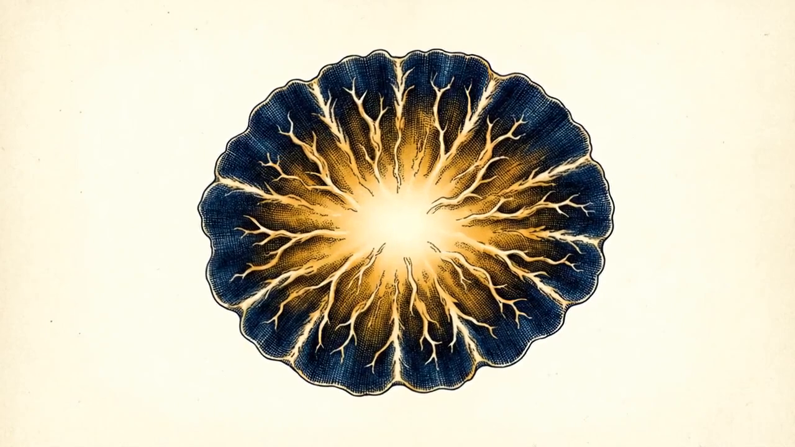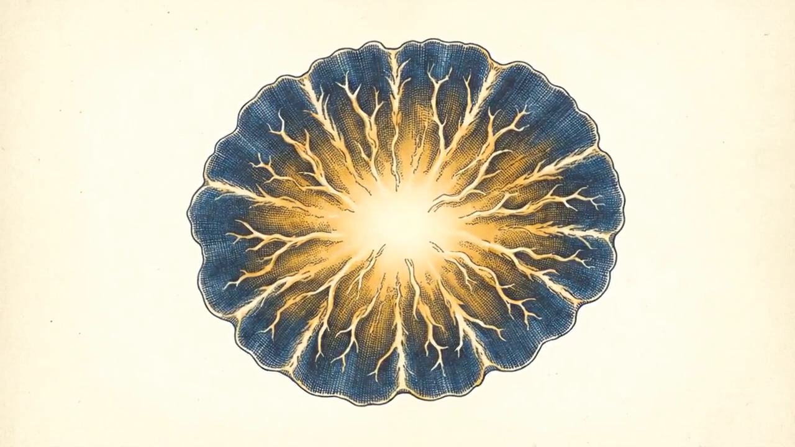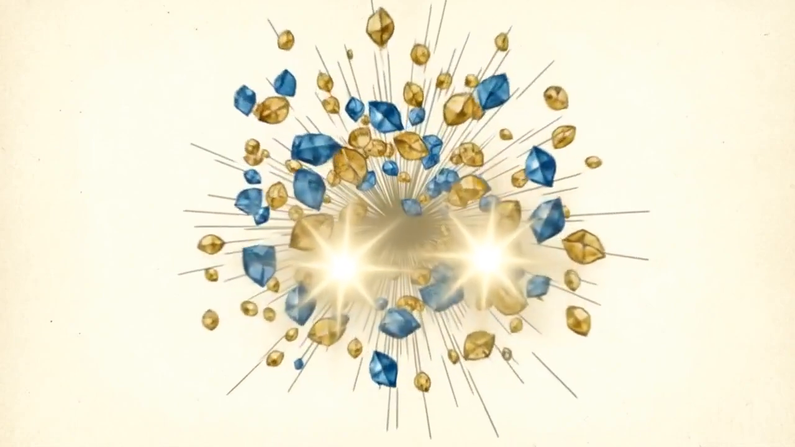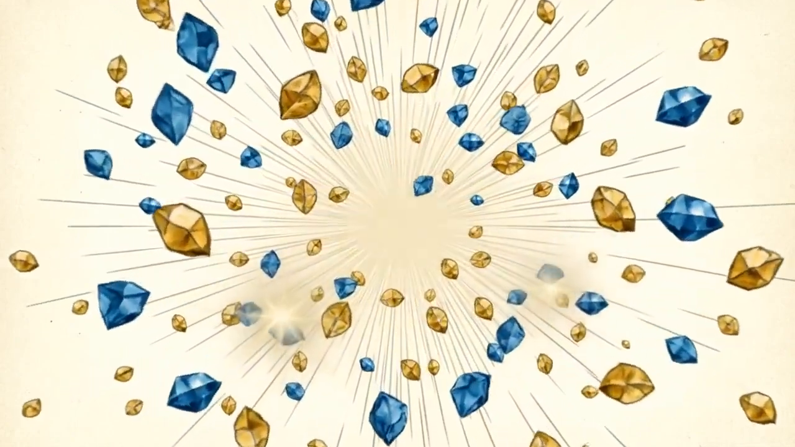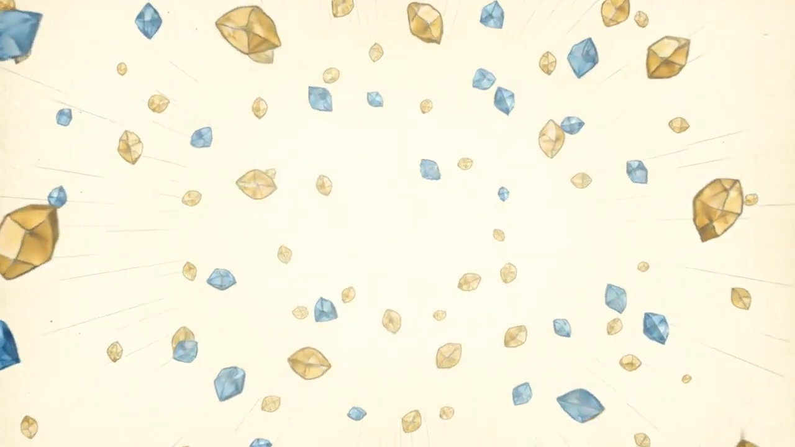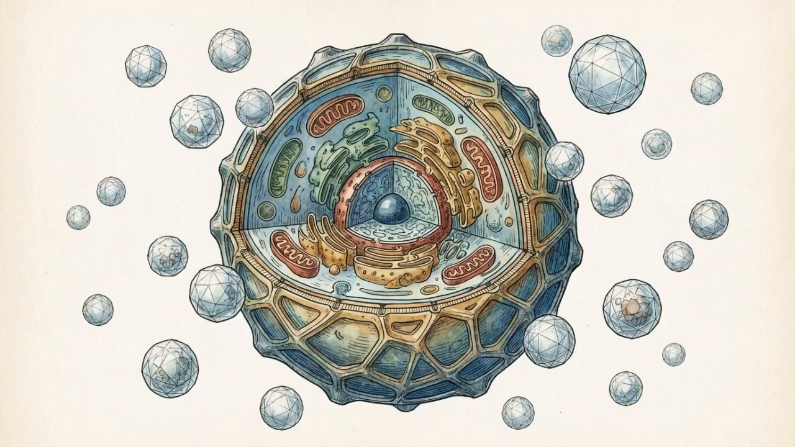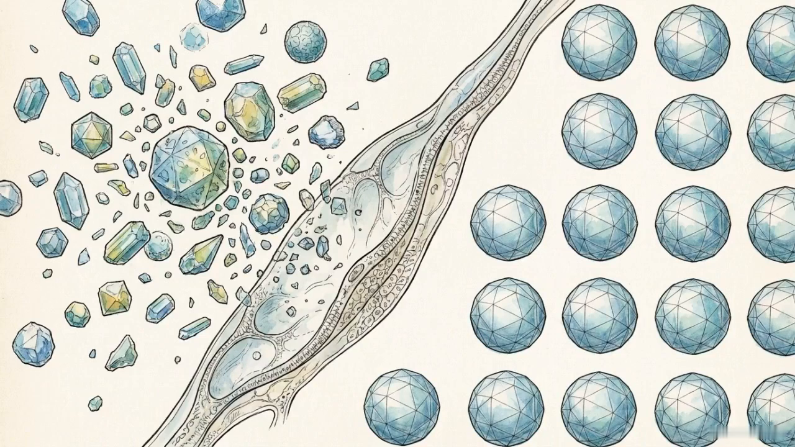Every living cell faces a basic, terrifying problem. If it opens itself completely to the outside world, its contents scatter and it dissolves into chaos. But if it seals itself off entirely to stay protected, it starves to death. The solution to this paradox is a highly regulated border.